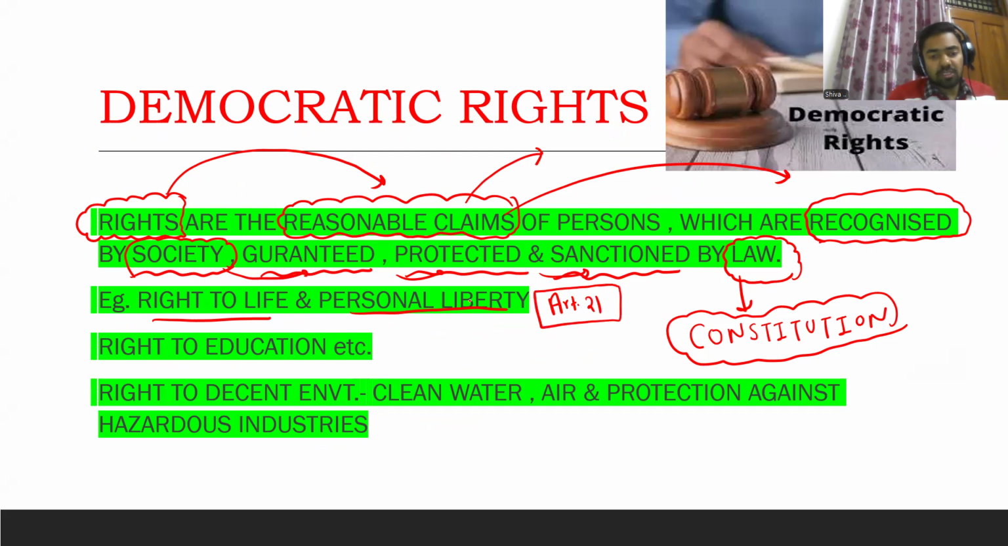The first dimension talks about the procedure established by law. Procedure established by law has been taken from the Japanese constitution. The second dimension talks about the due process of law. Due process of law has been taken from the USA constitution.